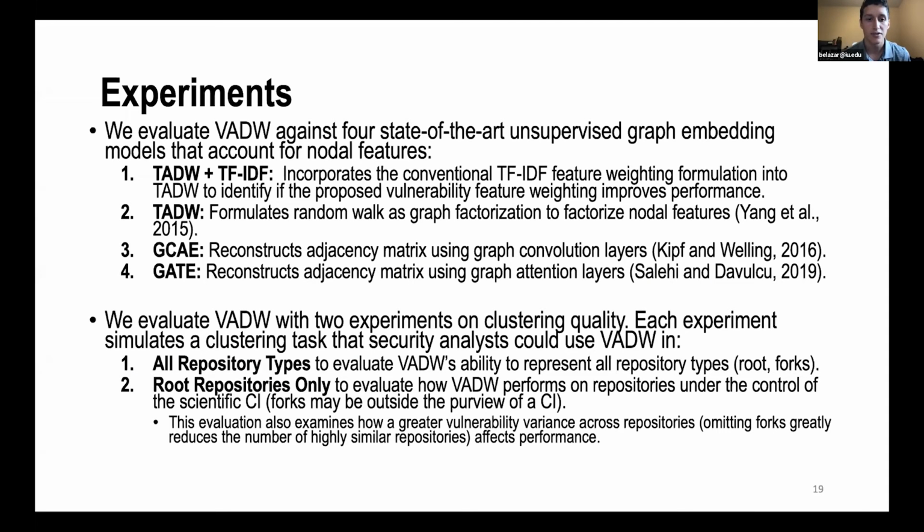First, we evaluate VADW's performance across all repository types. This experiment evaluates VADW's ability to represent both root and fork repositories. Second, we evaluate VADW's performance when only taking in root repositories. The purpose of this experiment is actually twofold. First, it is critical to ensure that VADW can perform well when representing repositories that are directly generated by Cyberinfrastructures alone. And second, by removing fork repositories, this actually greatly increases the vulnerability variance that is seen in our network of repositories. And so this experiment captures how this increased variance affects VADW's performance.